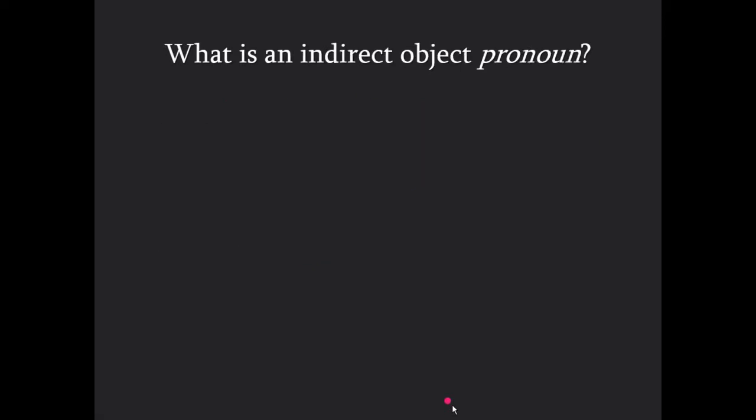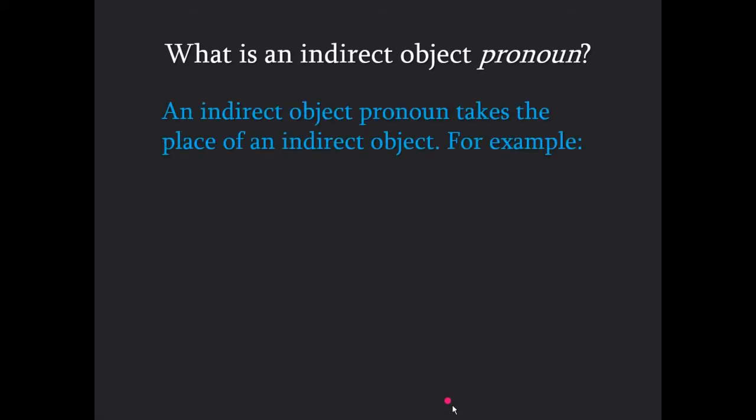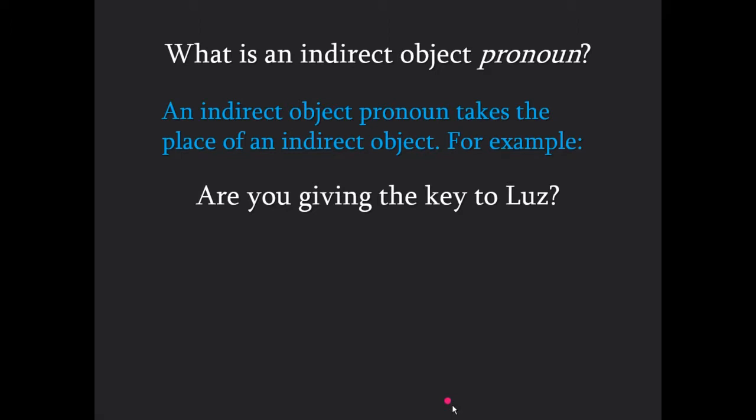So what is an indirect object pronoun? Well, of course, an indirect object pronoun is a word that takes the place of an indirect object. So let's look at some example sentences. Are you giving the key to Luz? And Luz in the sentence, of course, is the indirect object. Okay, you can see that because you can see the word to. What are you giving? You're giving the key. To whom are you giving it? You're giving it to Luz, and so she is the indirect object.